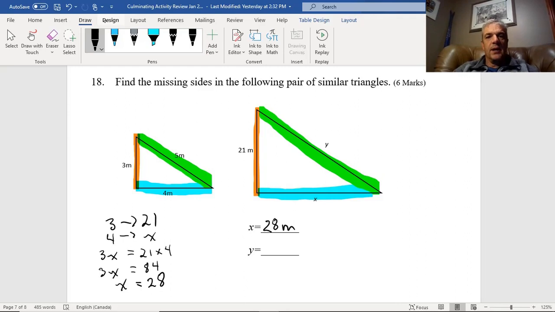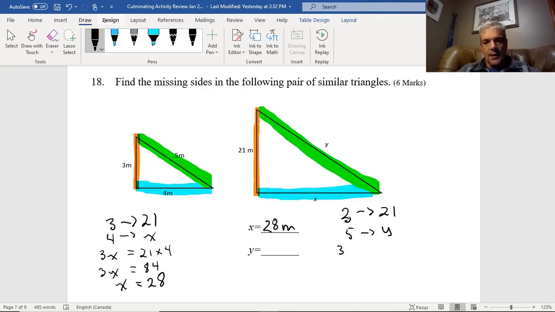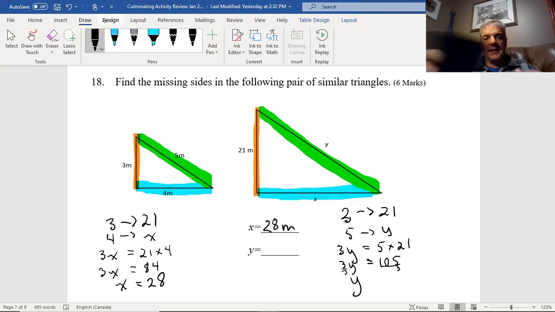So 3 goes to 21. That's consistent. That's what we know. 3 goes over to 21. And 5 goes to y. Okay, and it's the same thing. We'll cross multiply. 3y will equal 5 times 21. 5 times 21, I believe, will be 105. So we have 3y, and y will equal 105 divided by 3. We're going to divide it by 3 on both sides.